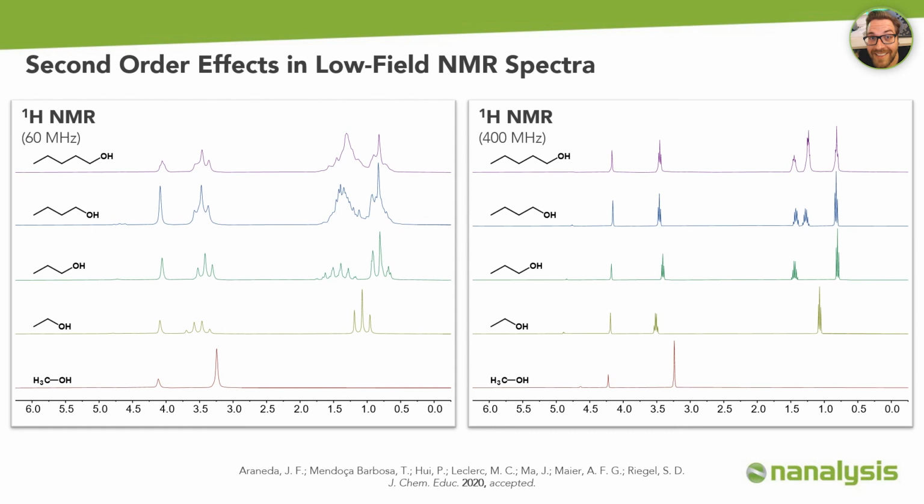The stacked spectra of methanol, ethanol, propanol, butanol, and pentanol illustrate the differences between first and second order spectra. While the molecules only differ by additional methylene fragments, the coupling between all of these groups and small chemical shift differences lead to significant overlap in the region between 0 and 2 ppm.